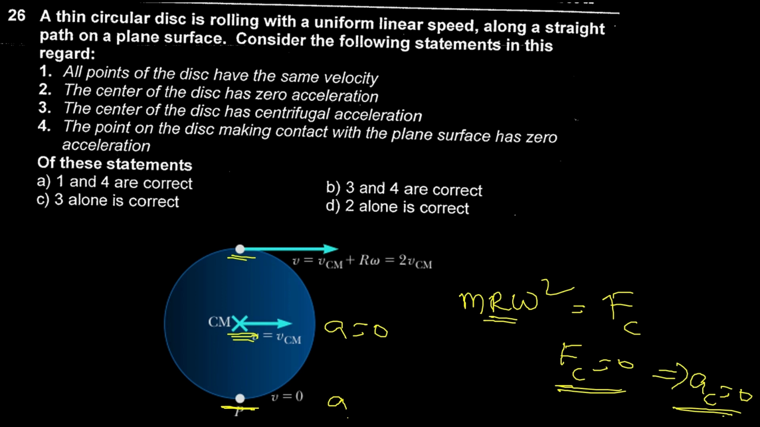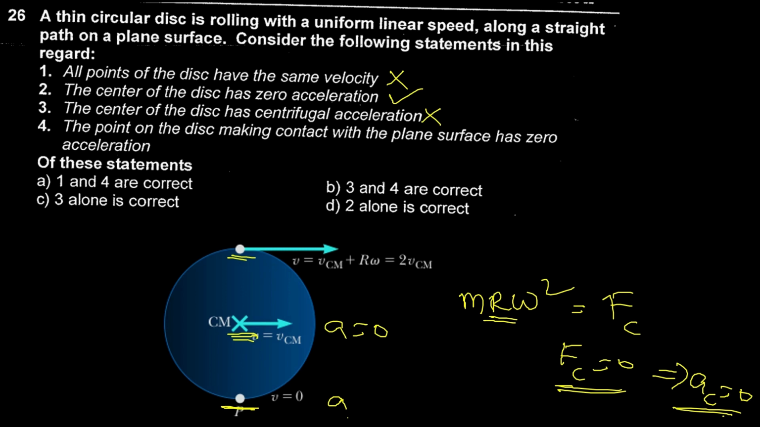If we observe the options given here, all points of the disk have the same velocity, which is not true. Velocity varies with the position. The center of the disk has 0 acceleration. Yes, it is true because it is moving with a uniform linear speed. The center of the disk has centrifugal acceleration, which is false because centrifugal acceleration at the center is 0.